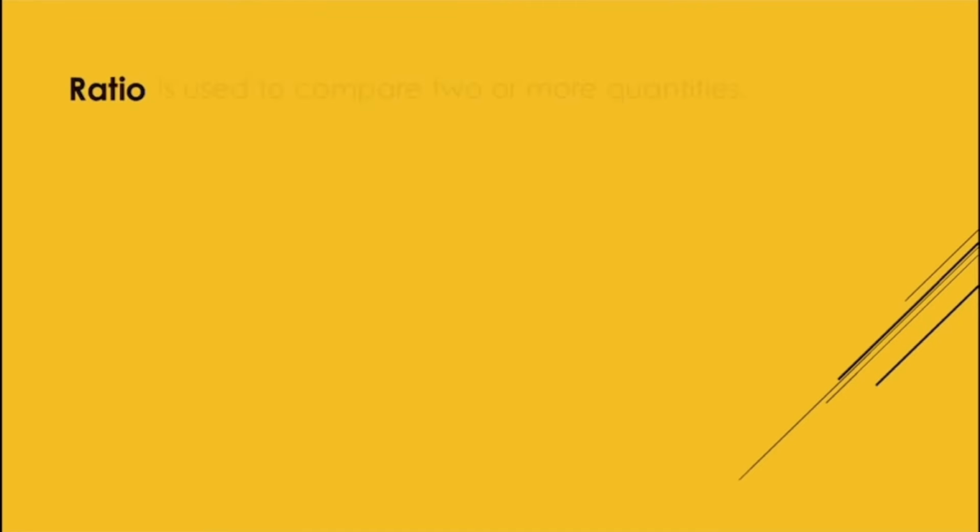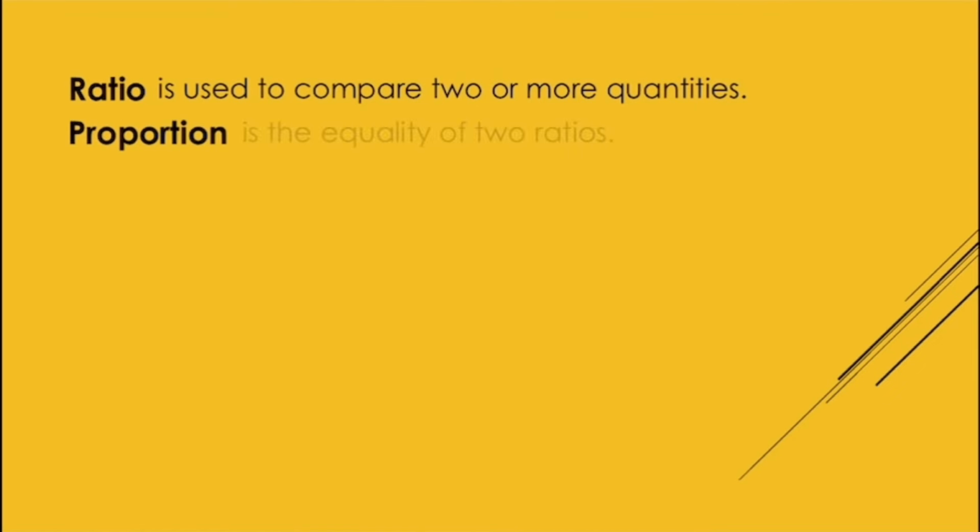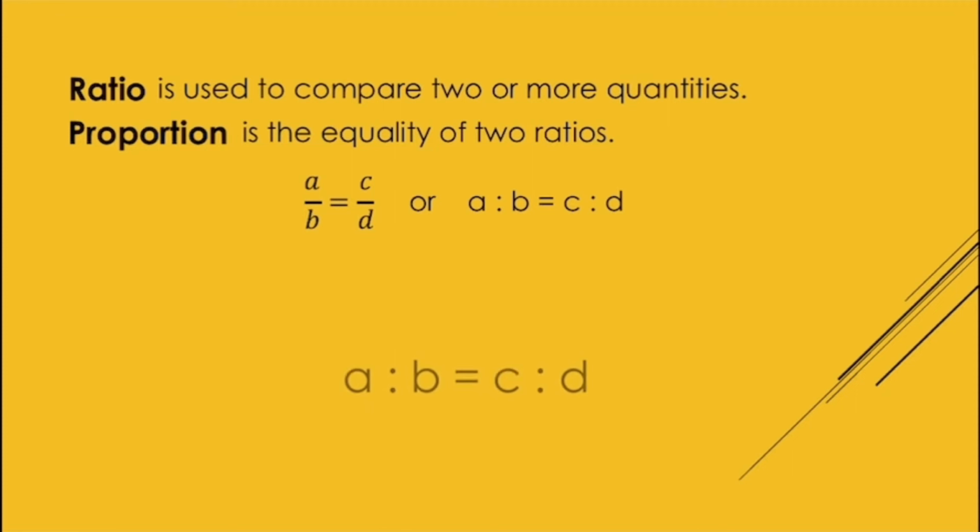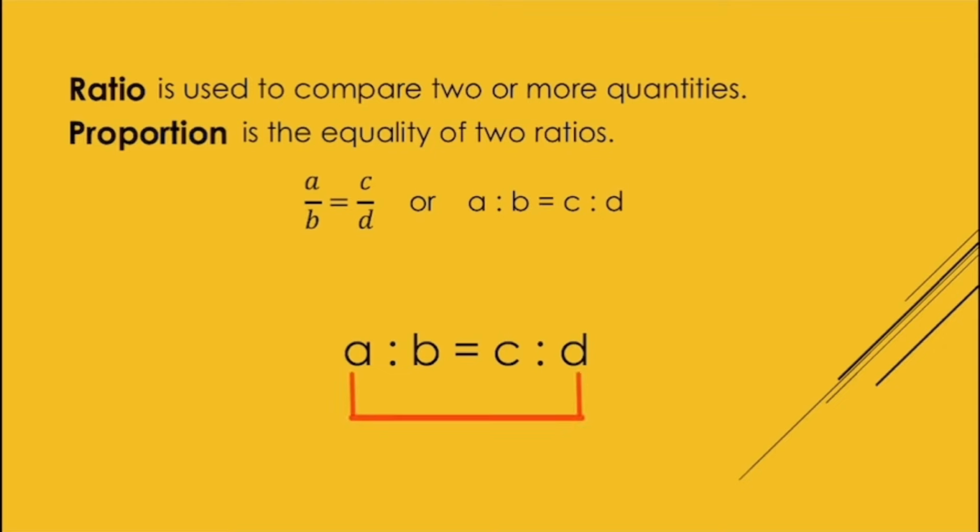Again, ratio is used to compare two or more quantities, while proportion is the equality of two ratios. In symbols, we have A over B is equal to C over D, or A is to B is equal to C is to D. Each number in a proportion is called a term. In the proportion A is to B is equal to C is to D, the terms A and D are called the extremes, while B and C are called the means.